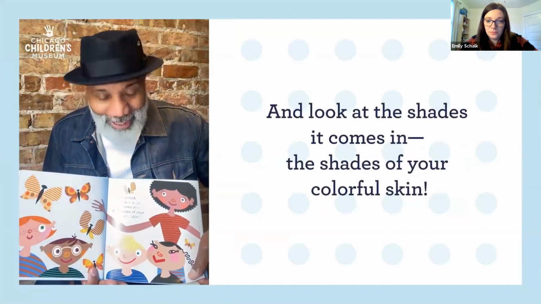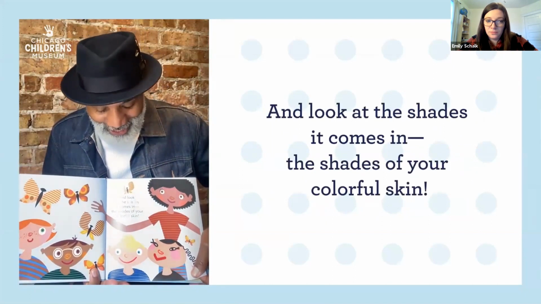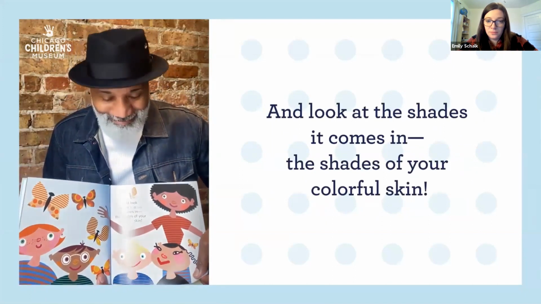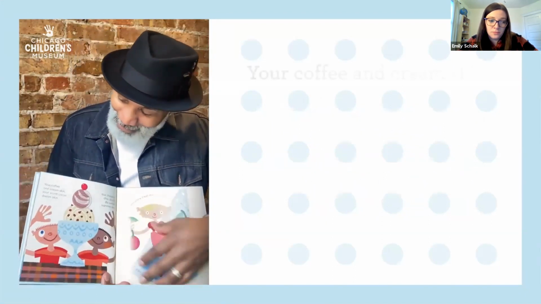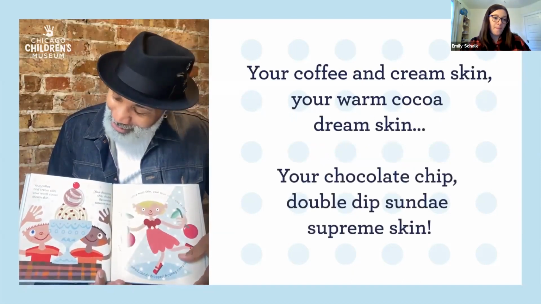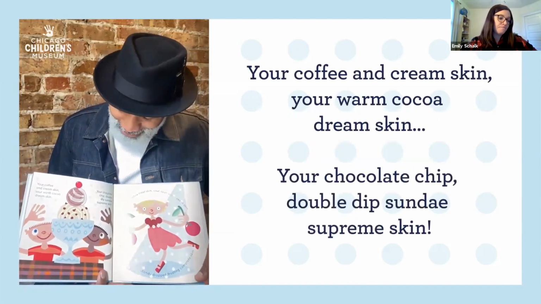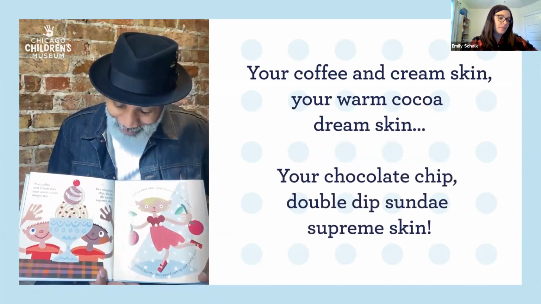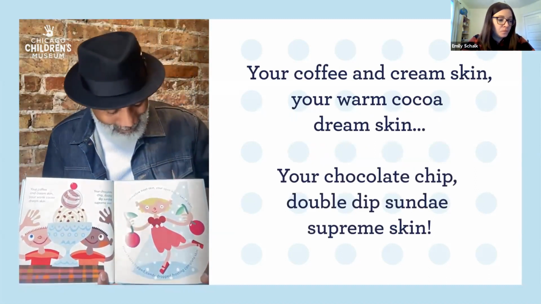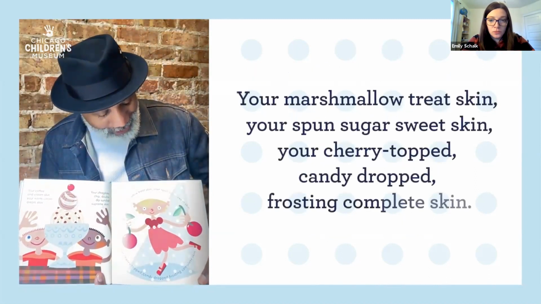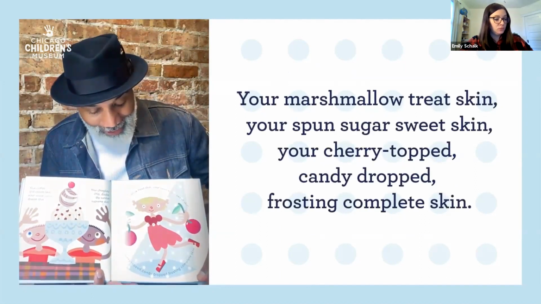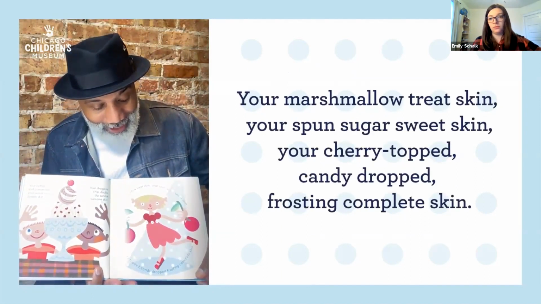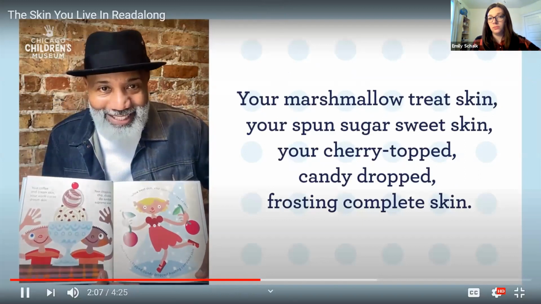And look at the shades it comes in, the shades of your colorful skin. Your coffee and cream skin, your warm cocoa dream skin, your chocolate chip, double dip, Sunday supreme skin. Your marshmallow treat skin, your spun sugar sweet skin, your cherry top, candy drop, frosting complete skin.